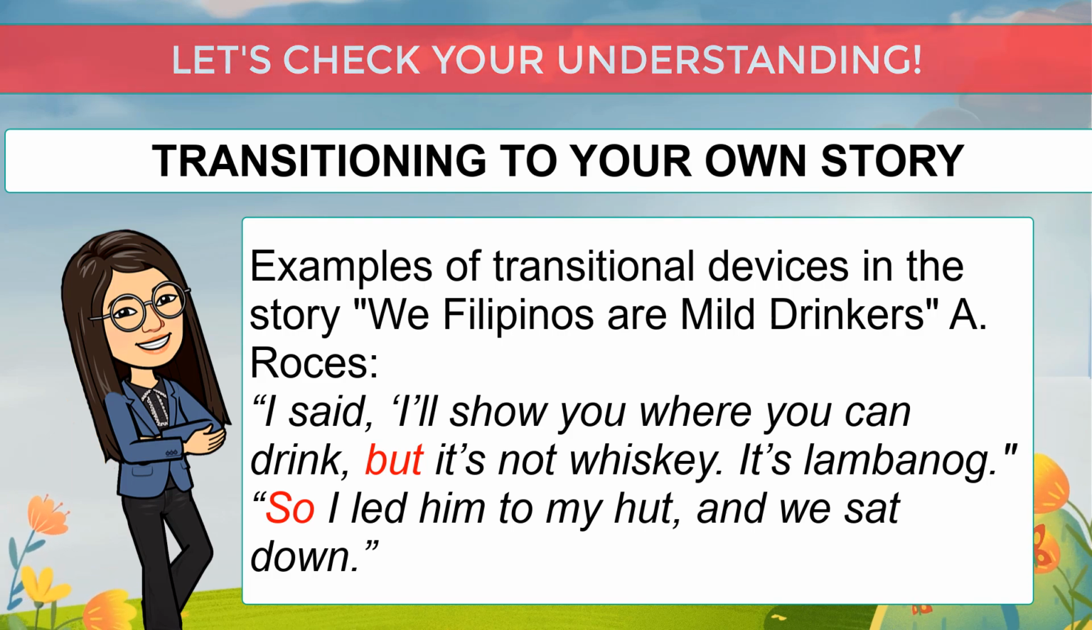In another part, the story says, "So I led him to my hut, and we sat down." The word "so" helps connect the reason for leading the soldier to the hut with the action of sitting down. It explains that the next step follows from what happened before. These transitions are small but important. They help tie together events and make sure the story flows naturally. By using transitional devices like these, your writing will be easier to understand and more enjoyable to read.